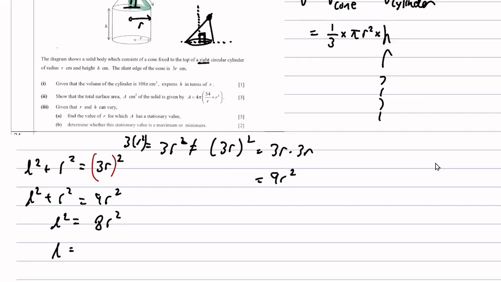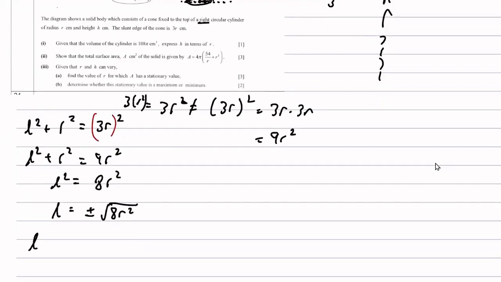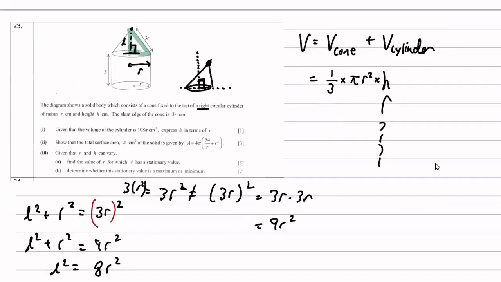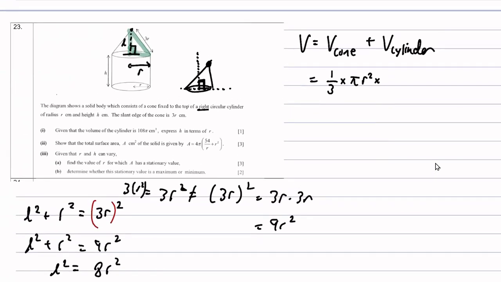Then L equals plus minus square root of 8r squared. Do we need the minus? Don't need, because L is always positive. Length is more than 0. Okay, very good. So that is square root of 8r squared. Let me change the font size. Okay, square root of 8r squared. Good. That is the volume of the cone.